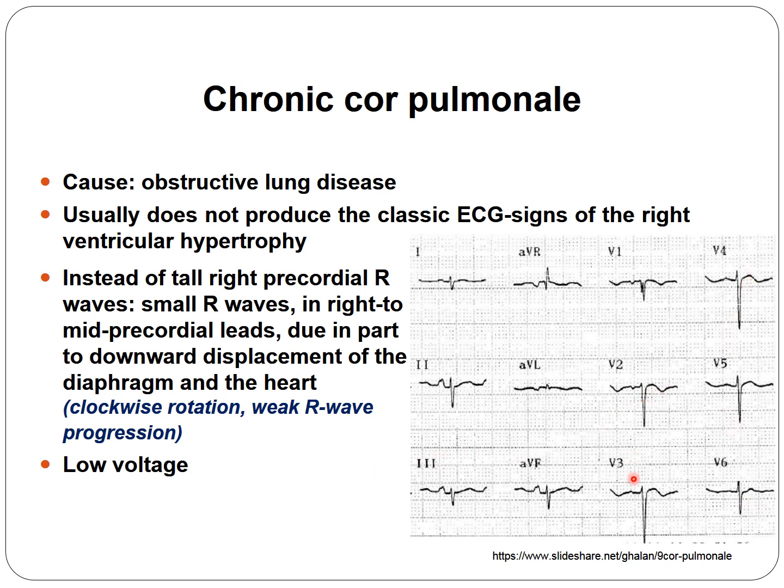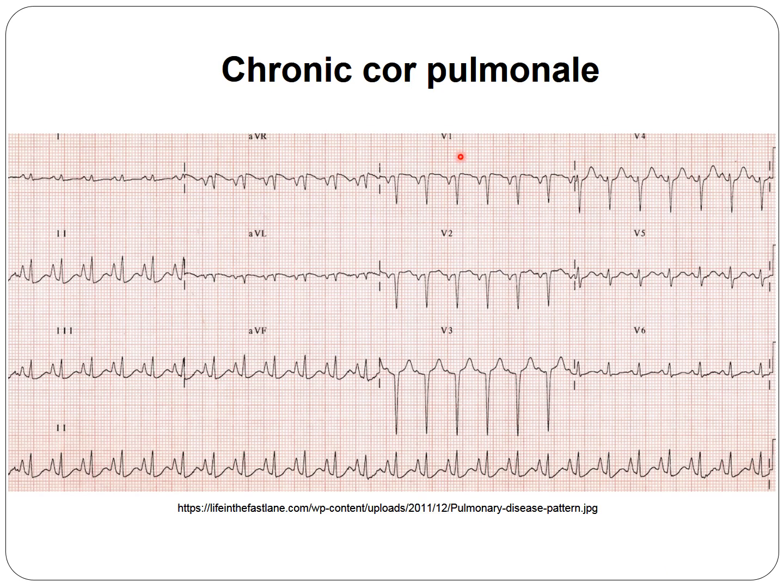And low voltage in all leads. In this slide, we see sinus tachycardia. Here we see the P pulmonale, the right atrial enlargement, and the PR is normal. The axis is normal, it's close to 80.